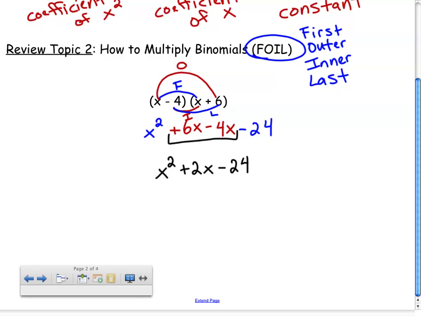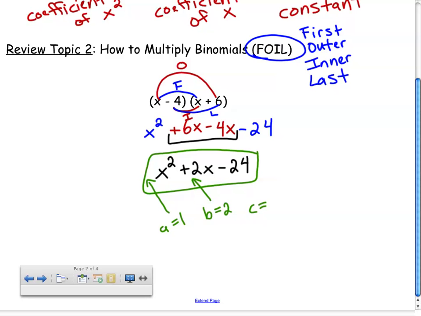So here's what that leads us to. If you look at my trinomial there, my answer, I want you to think about what the values of a, b, and c are. In this example, the value of a is 1. It's the number in front of x squared. The value of b is positive 2. And the value of c is negative 24. So I want you to see if you notice any patterns there.